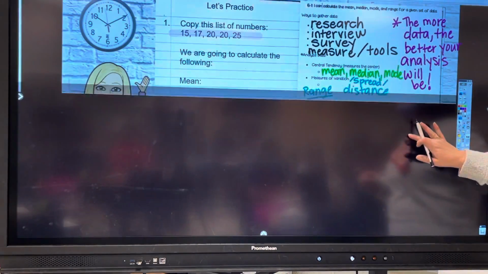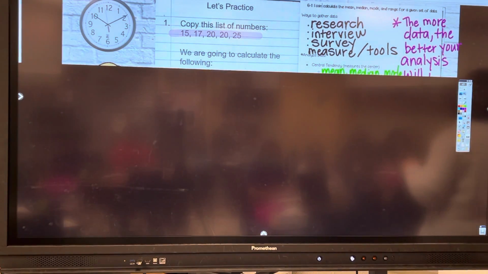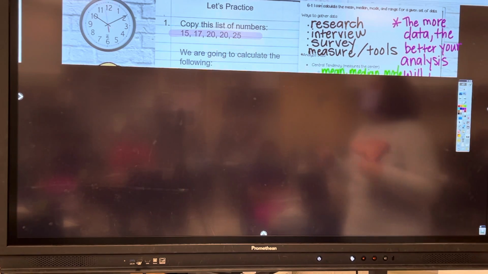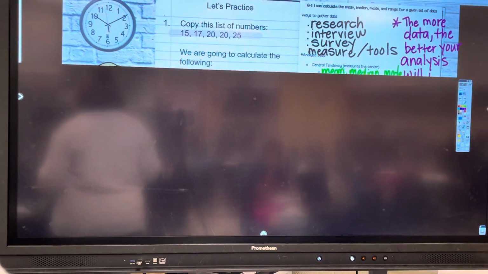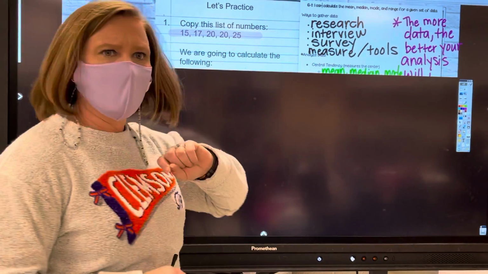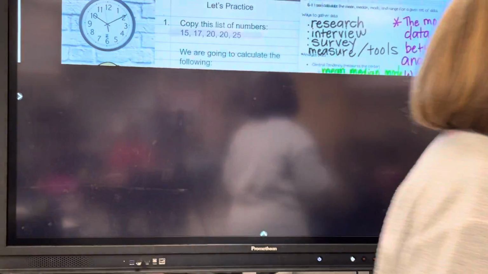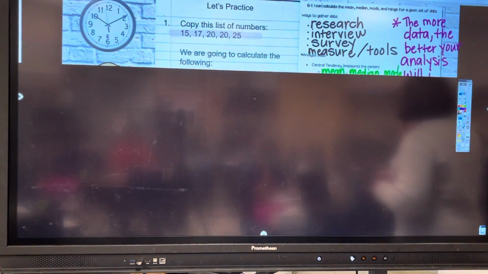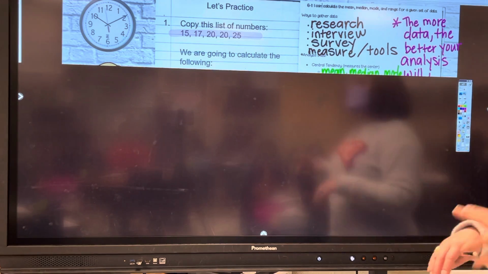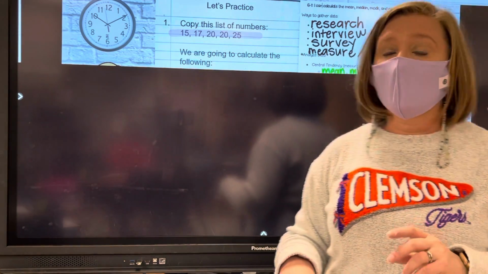The very first thing that we're going to do before we do anything else, and this is what you should always do every time you're asked to do anything with data and statistics, you need to put your numbers in order from least to greatest. Okay? I want you to do that. I did that for you, didn't I? Wasn't thinking. That's always your first step, okay? Doesn't matter what you're doing, your numbers need to be in order from least to greatest, all right?